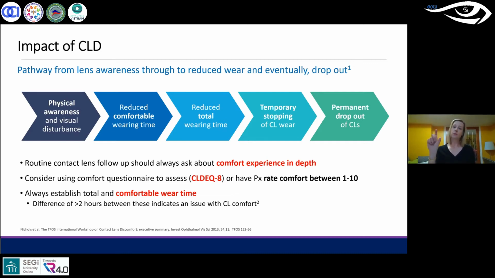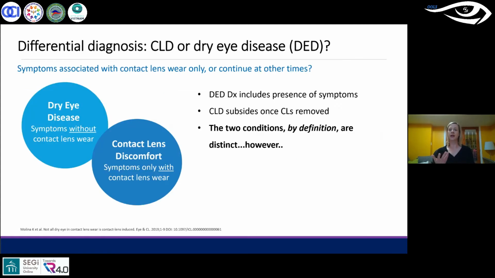Now, if there's a gap of more than 2 hours between those two answers, so if they're wearing their lenses for 14 hours, but they can only wear them comfortably for 9, and the last 5 hours they become aware of them, that's a warning sign for going through this process leading towards dropout. And it means it's a great opportunity for you to go in there and look and see whether a change in the contact lens, care regime, or anything to do with their eyelids and tear film can be done to help improve their situation. So it's important to catch.